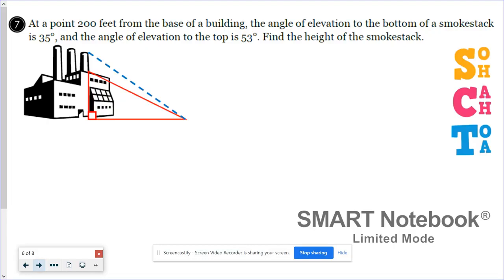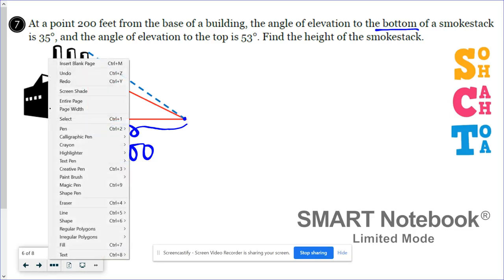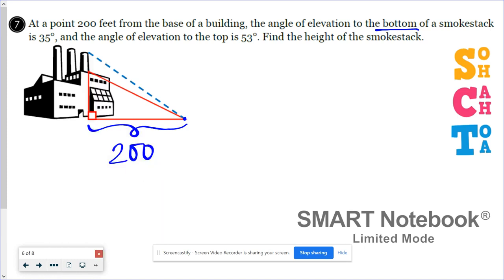So in this problem here, it says at a point 200 feet from the base of the building. So they're talking about this point right here, and it's 200 feet from the base of this building. The angle of elevation to the bottom of a smokestack is 35 degrees. So from that point, if you look up at the bottom of the smokestack, that angle there is 35 degrees.